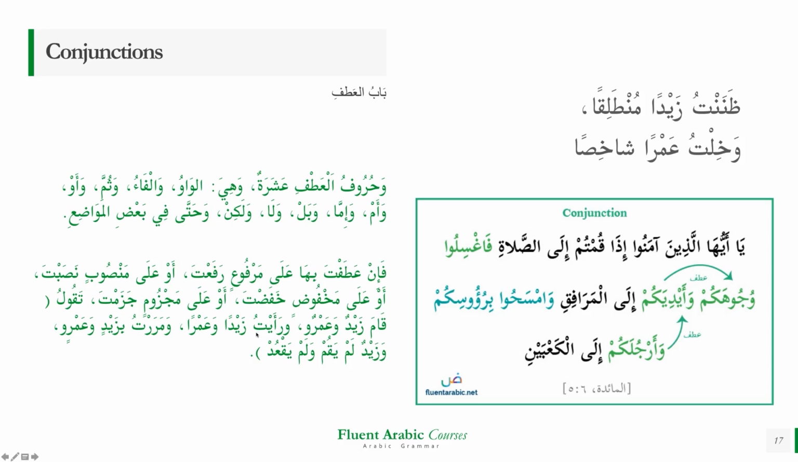وَرَأَيْتُ زَيْدًا وَعَمْرًا. Here, Zaydan is mansub. So the ataf on it, which is Amr, is also mansub. وَمَرَرْتُ بِزَيْدٍ وَعَمْرٍ. If it is majroor or makhfudh, it is the same. The ataf follows the i'rab. وَزَيْدٌ لَمْ يَقُمْ وَلَمْ يَقْعُدْ. This is an example for the state of jazm.